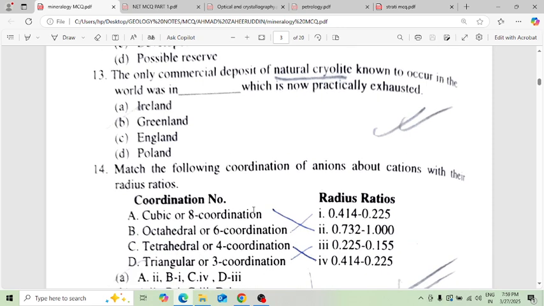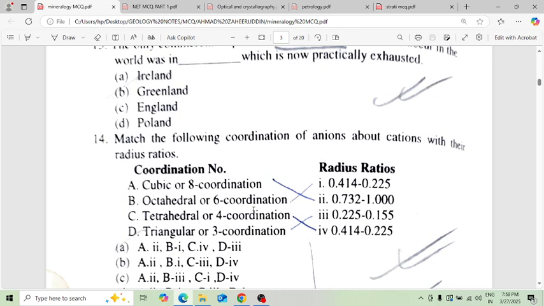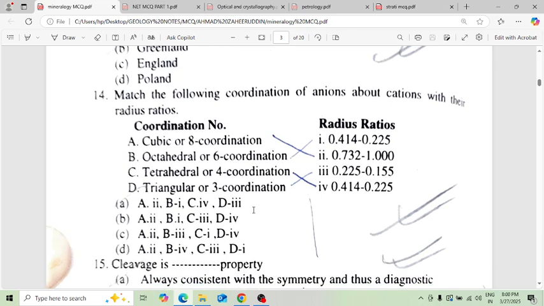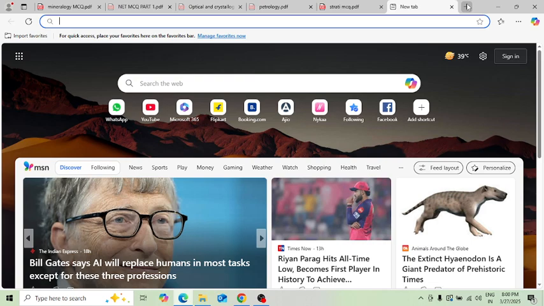Match the following coordination of anions about cations and their radius ratios. Cubic or 8 coordination 0.732 to 1, octahedral or 6 coordination 0.414 to 0.732, tetrahedral or 4 coordination 0.225 to 0.414. Sorry, this is wrong. Radius ratios and coordination number.